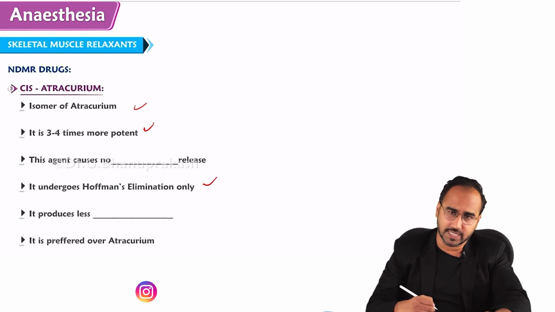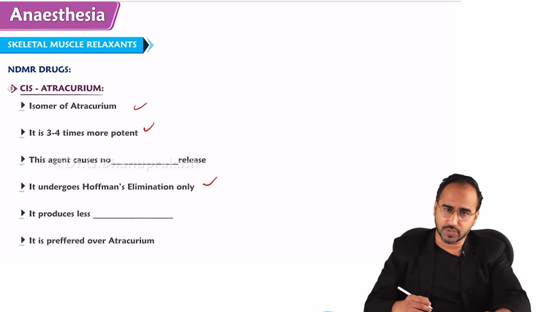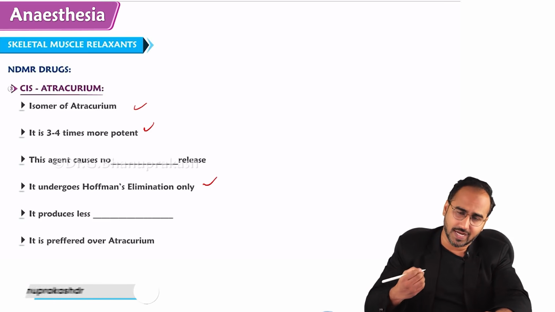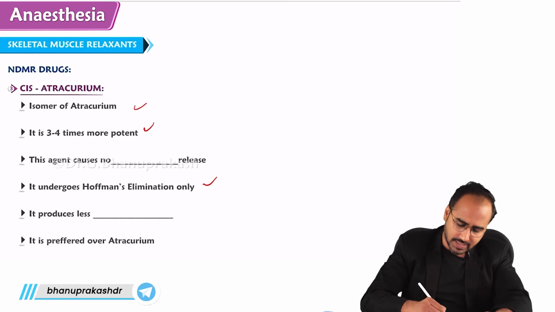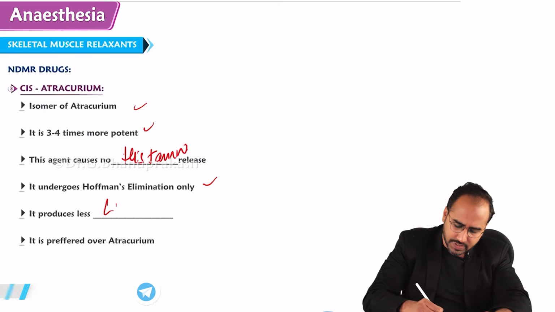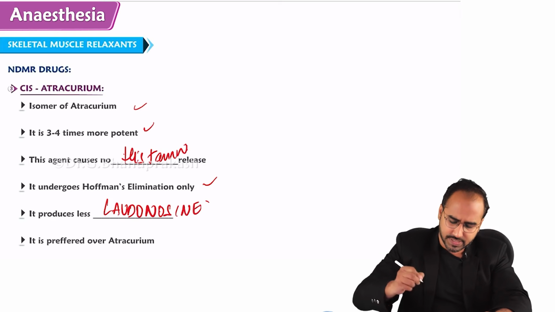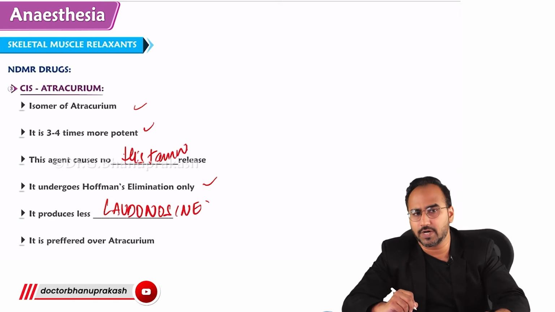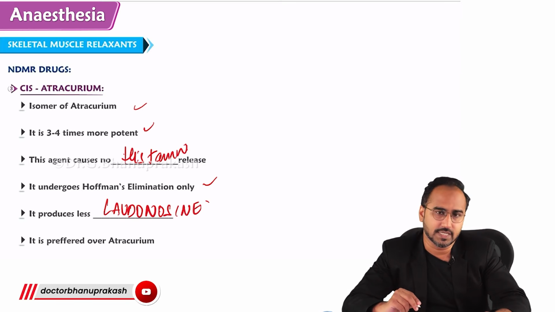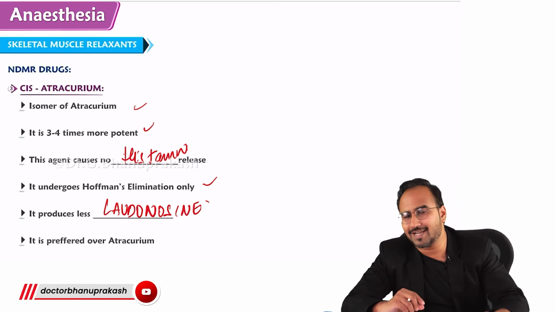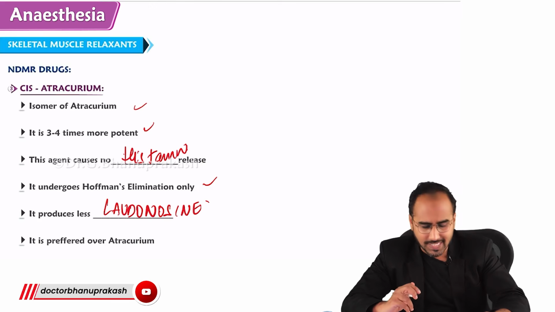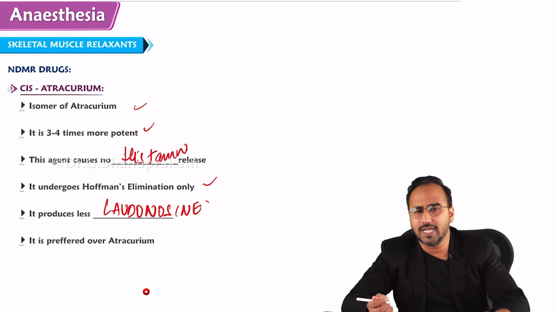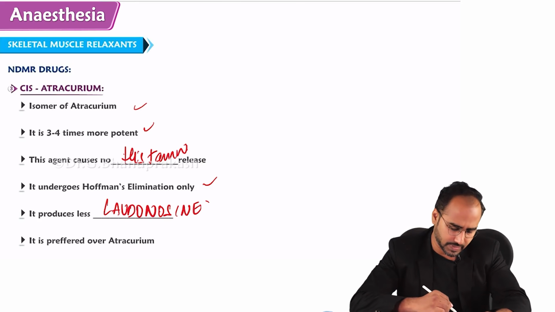What about the side effects, guys? The side effects associated with Cisatracurium are very less when compared to Atracurium. Actually, this causes no histamine release, and it produces less amount of laudanosine that won't cause any seizures. So, which is the more preferred drug? Atracurium or Cisatracurium? Cisatracurium is always, anytime, more preferred than Atracurium, right?